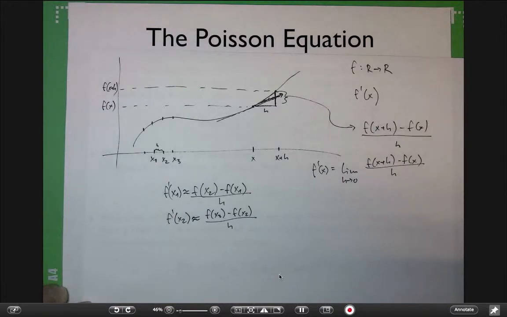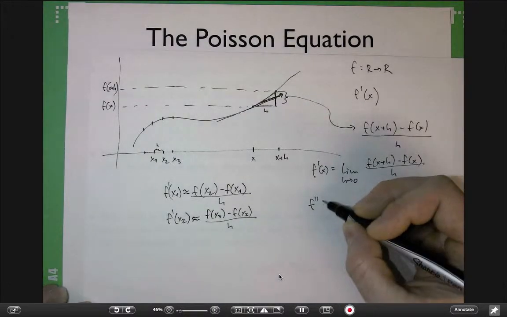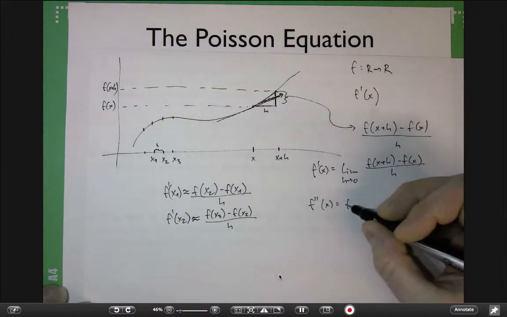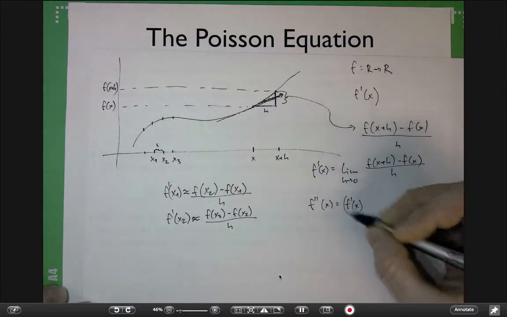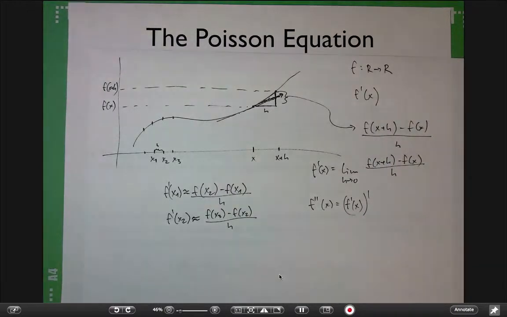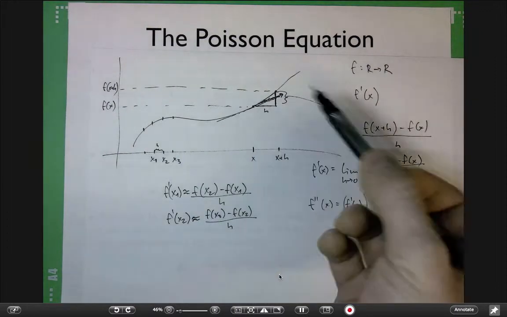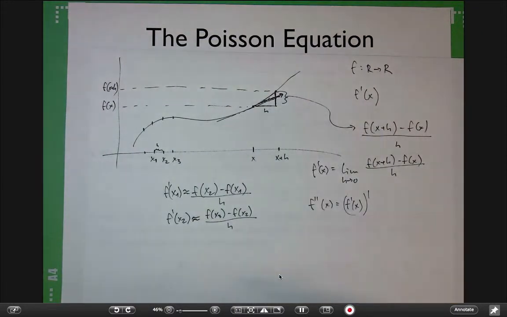Second derivative is a derivative of a derivative, right? So f second derivative is just taking the first derivative as a function, and then I differentiate it once again. That's what second derivative is, right? I differentiate it twice. By differentiating once, I get a different function, so I can differentiate again.